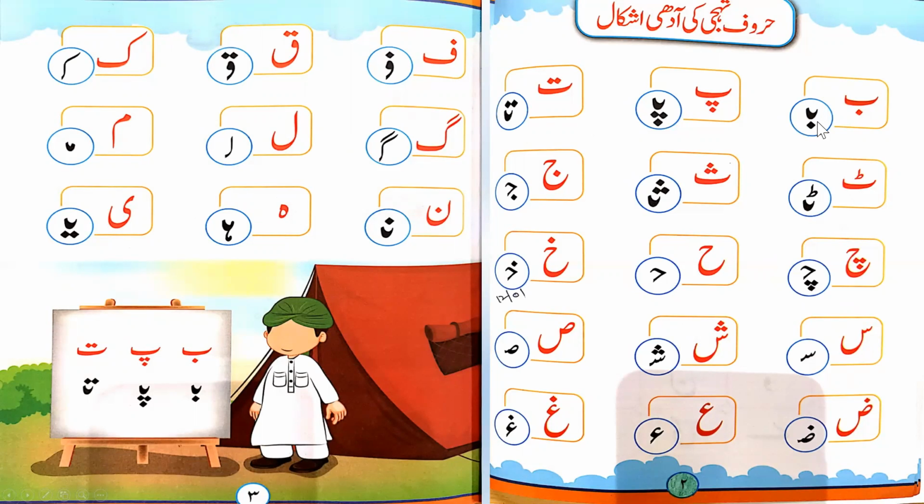Look at the P, same as the B, but the way to differentiate that is B has one dot at the bottom, P has three dots at the bottom. And then look at the Te, exactly the same.